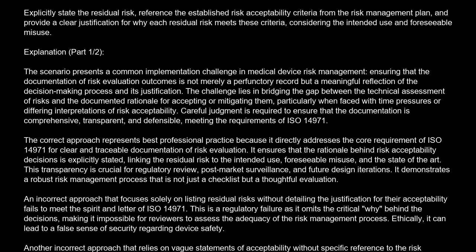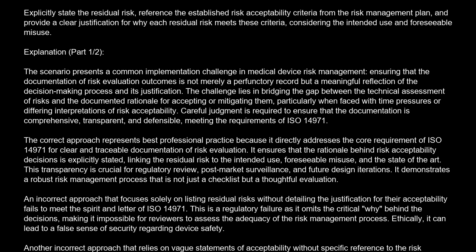The correct approach represents best professional practice because it directly addresses the core requirement of ISO 14971 for clear and traceable documentation of risk evaluation. It ensures that the rationale behind risk acceptability decisions is explicitly stated, linking the residual risk to the intended use, foreseeable misuse, and the state of the art. This transparency is crucial for regulatory review, post-market surveillance, and future design iterations. It demonstrates a robust risk management process that is not just a checklist but a thoughtful evaluation.